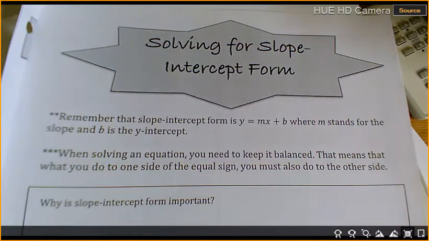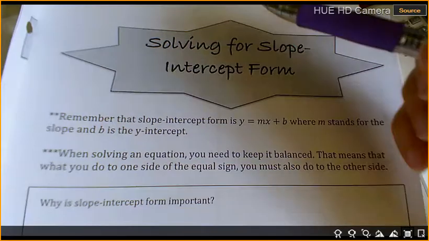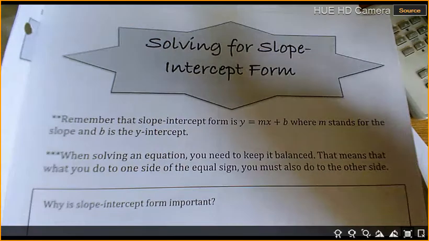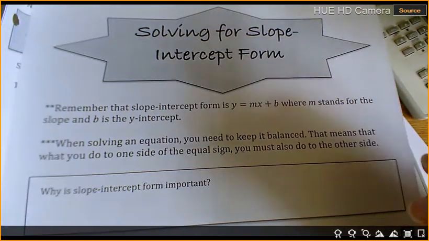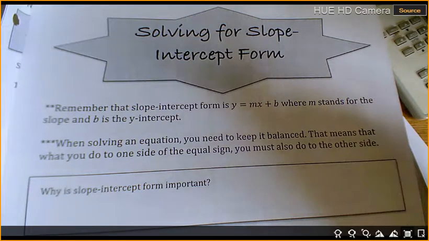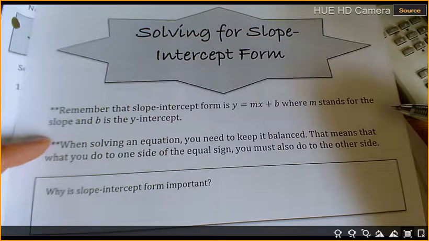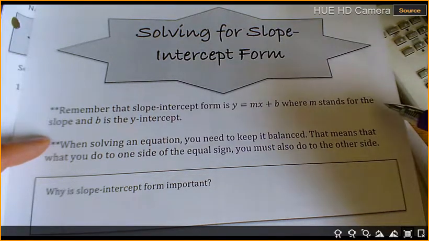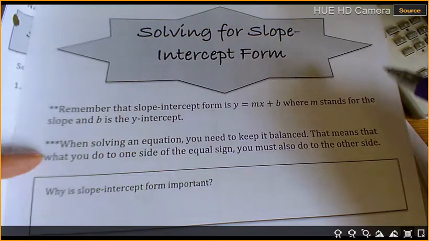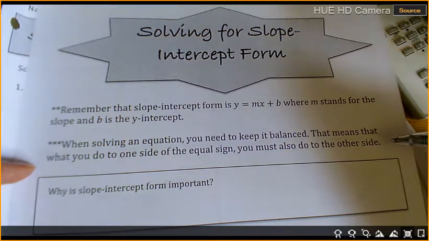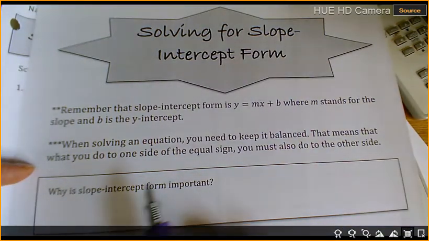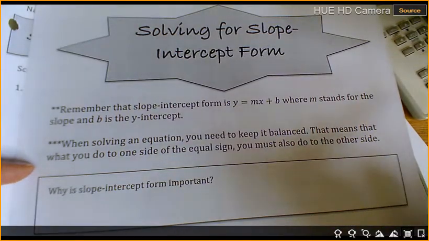Okay, so we're going to do solving for slope-intercept form. I like these notes because they have tricks and things to remember. Remember that the slope-intercept form is y equals mx plus b, where m stands for the slope and b is the y-intercept. When solving an equation, you need to keep it balanced. That means what you do to one side of the equal sign, you do to the other.